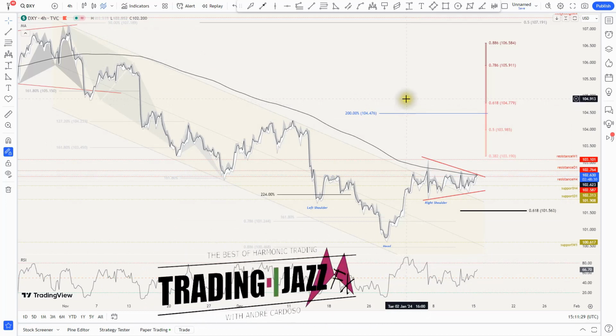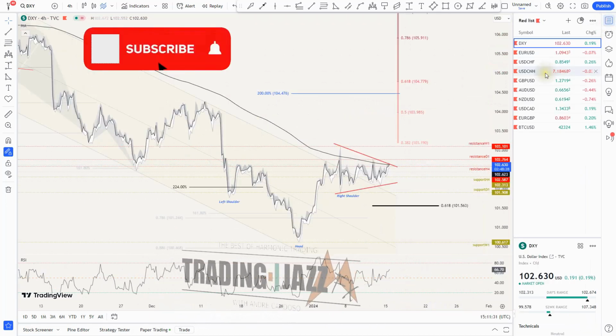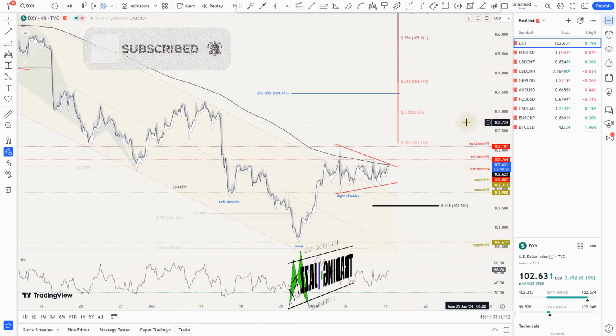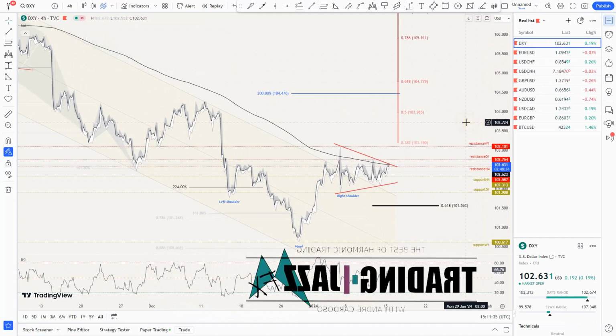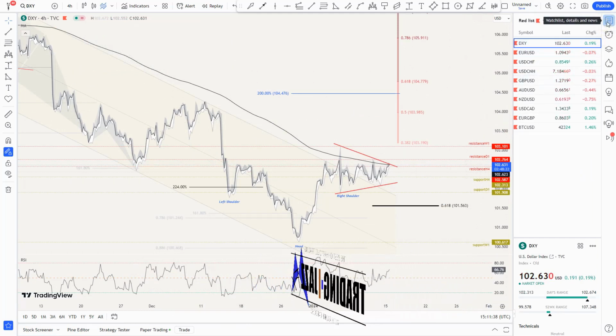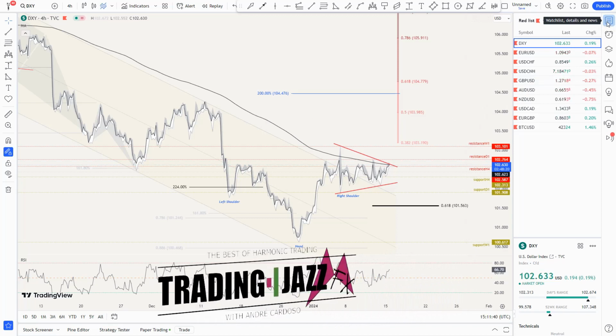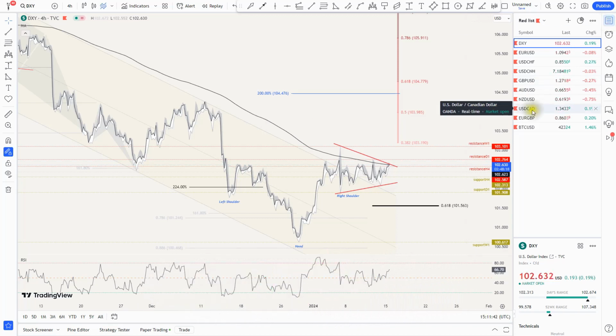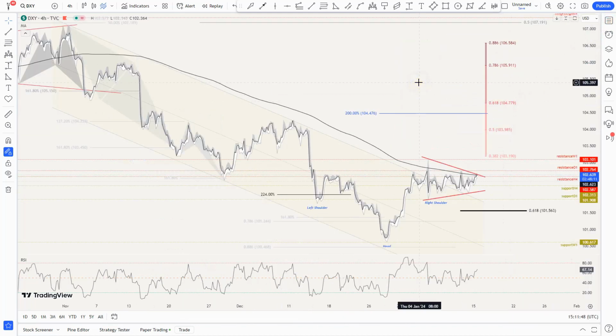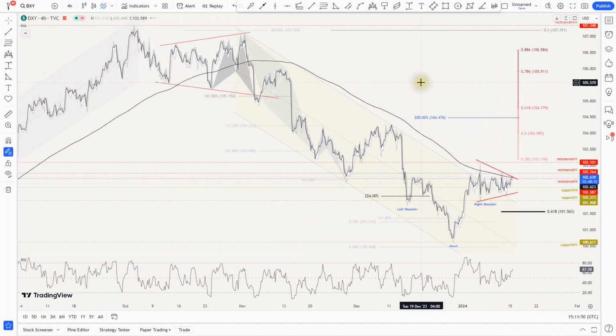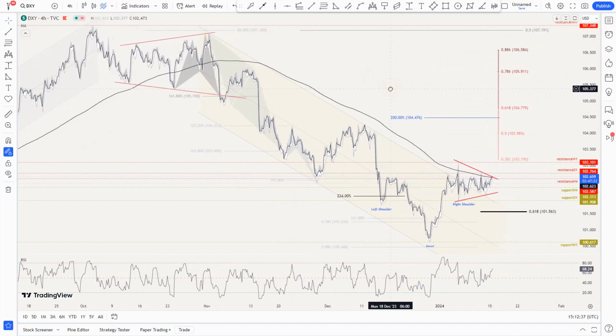So for today I want to cover a couple of Forex pairs, including of course and obviously the dollar index. Let's start with the DXY. Let's then cover some of the Forex pairs, and then we will finish with my perspectives, my view for Bitcoin. So let's start with the dollar index.